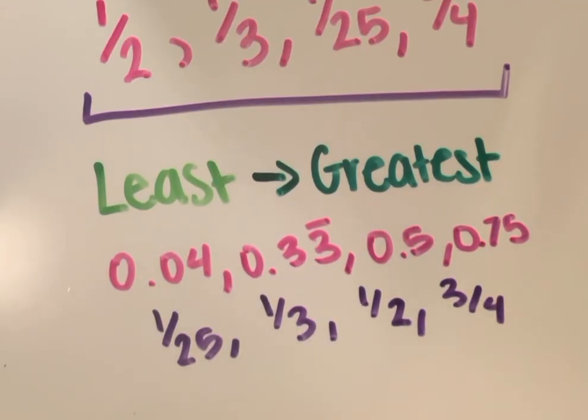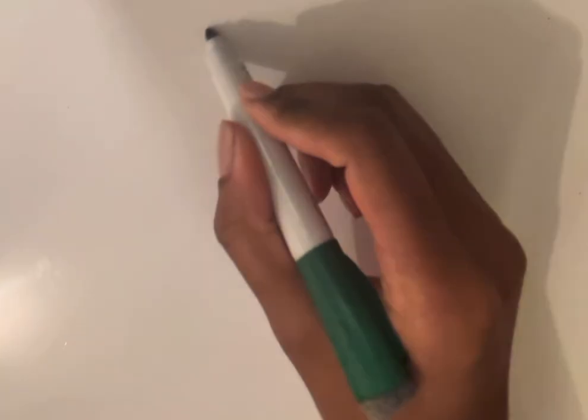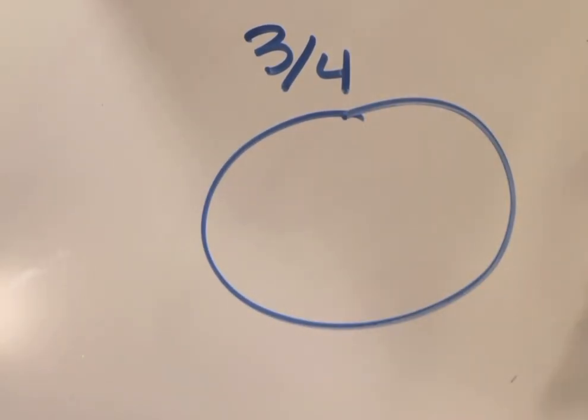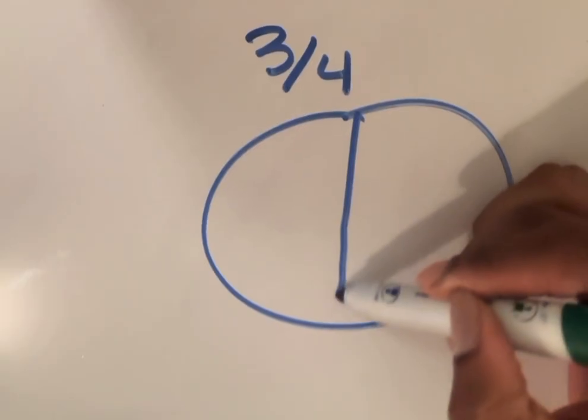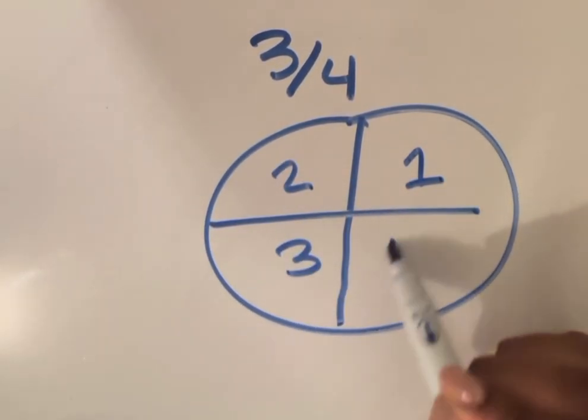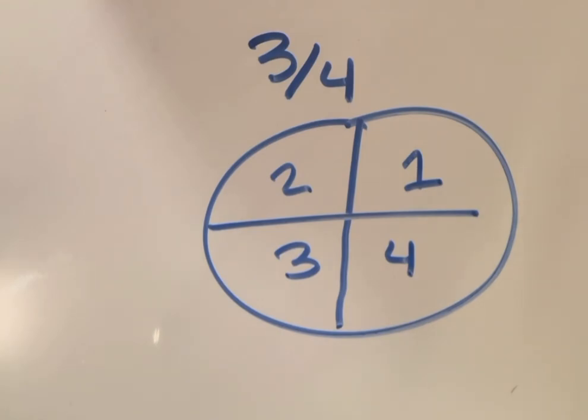Another quick and helpful method is to visualize each fraction. So, for instance, think about 3/4. Imagine a pizza. This is my imaginary pizza, cut into 4 equal slices. We have 1, 2, 3, 4. And 3 of those slices are taken.